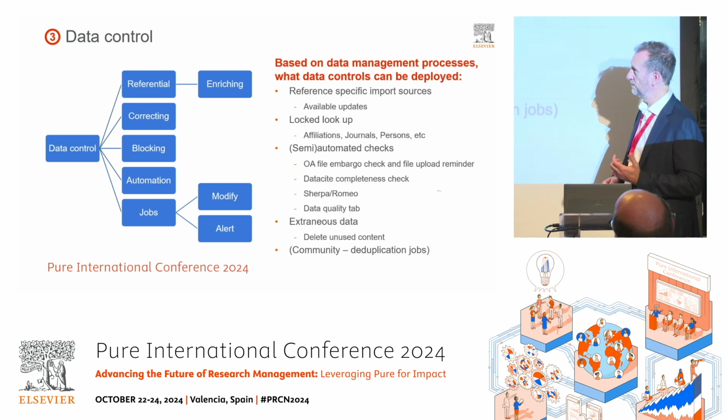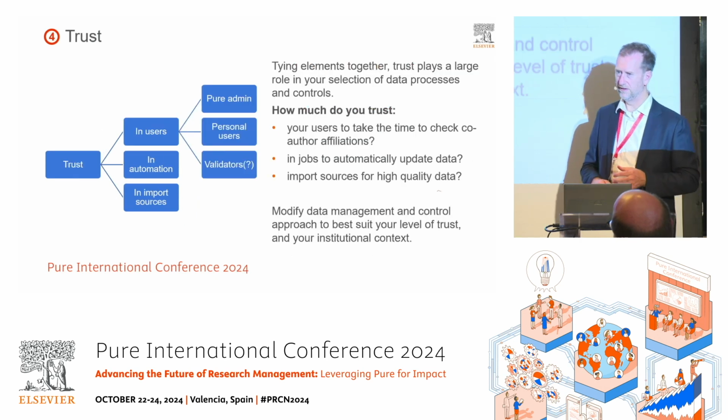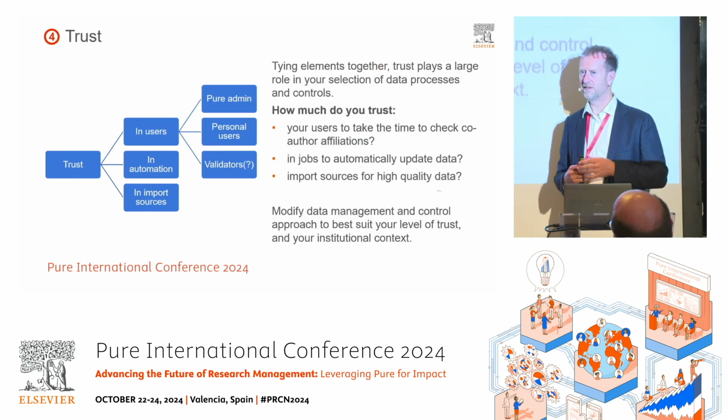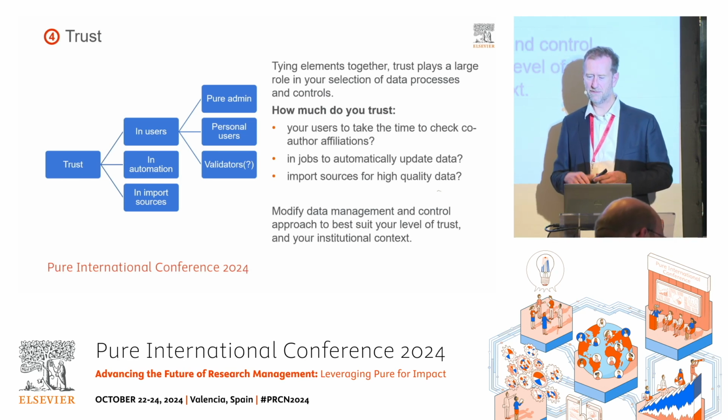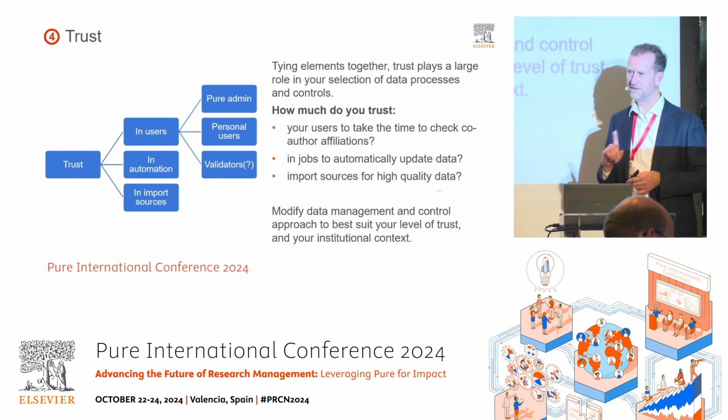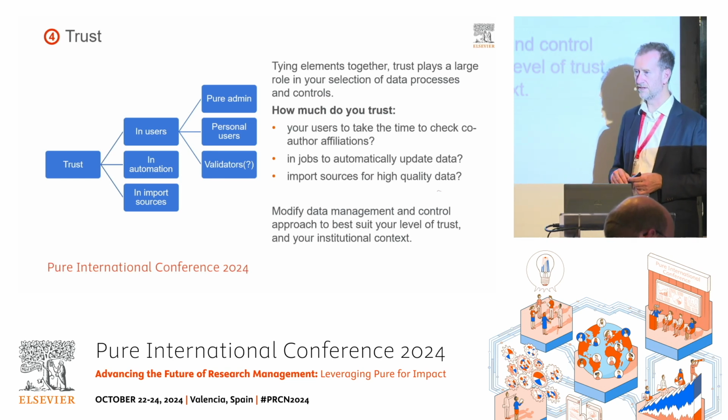And number 4, the trust. So this is perhaps one of the biggest, most interesting ones, and this is perhaps where the human nature of the problems comes in: how much do you trust your users to take the time to check affiliations on their co-authors? Or do they just import from Scopus and then click, click, okay, save?